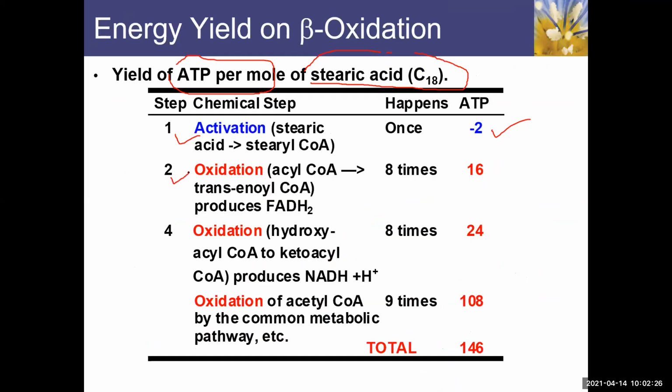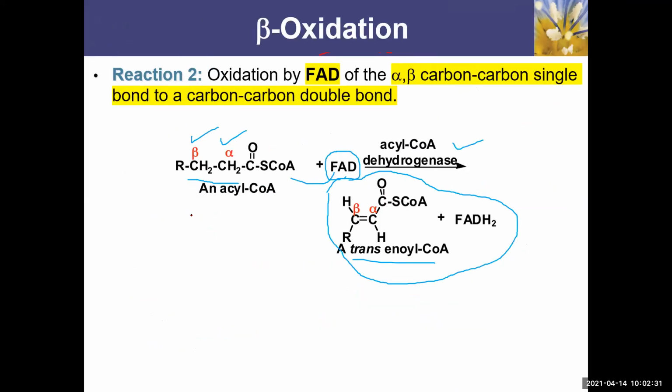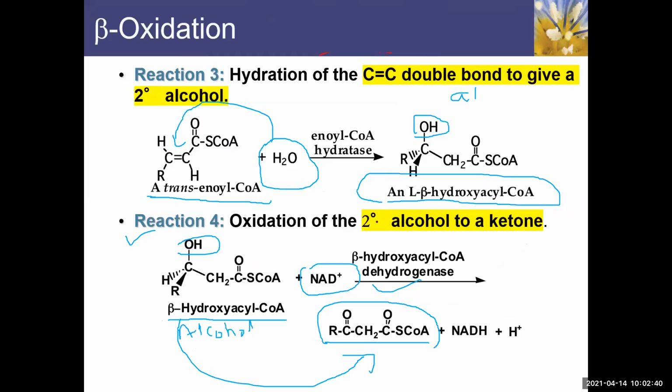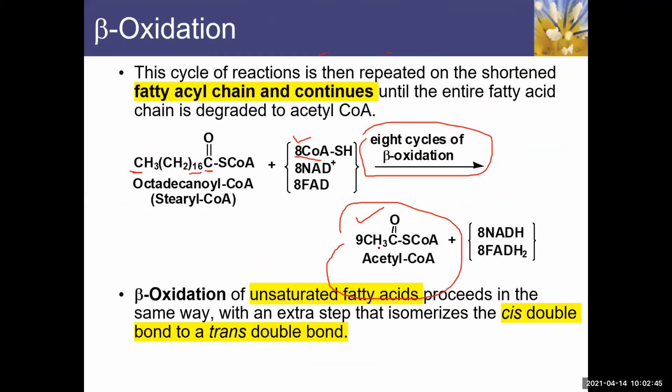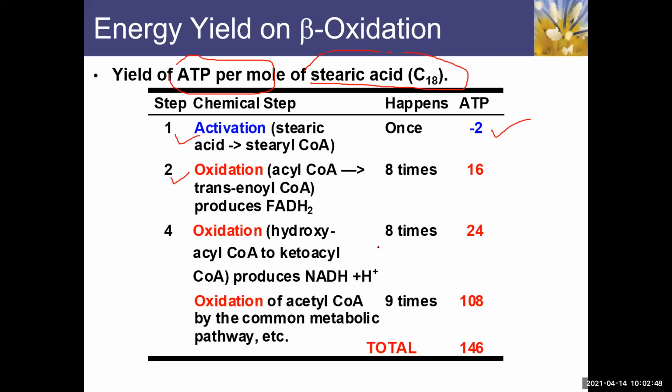Then comes your oxidation. If you remember, we did the oxidation step, this one. And what did we produce? We produced one FADH2. And then in another step, step 4, we produced one NADH. Let's try to apply all this. I produced one NADH over here, one FADH2 over here. Then just leave this one for a while and let's concentrate on this one.